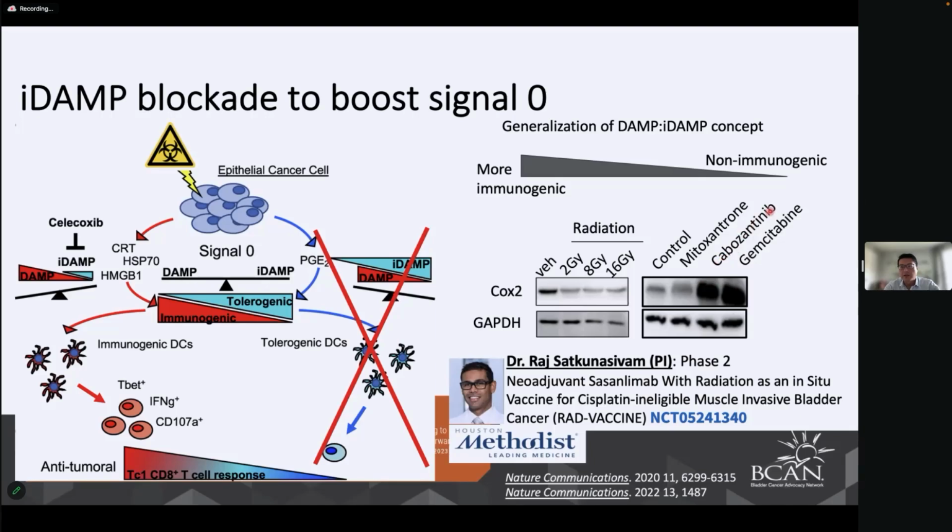And here you can see there's another drug, cabozantinib, that is getting a lot of attention in inducing a T-cell response. But you can see there is a significant enhancement of COX-2, suggesting maybe combination with IDAM blockade could enhance the immunomodulatory effect.